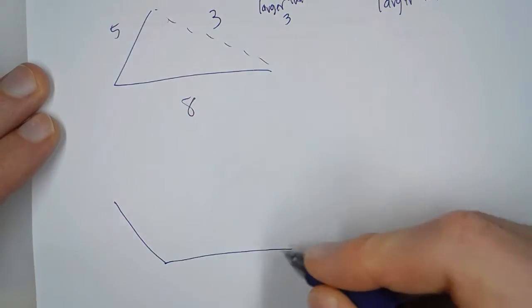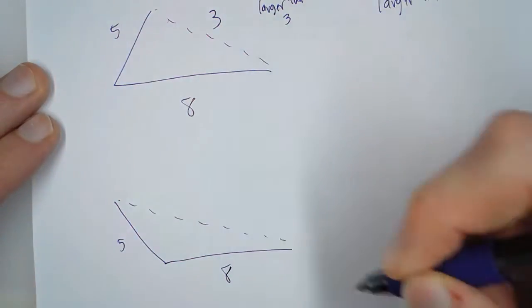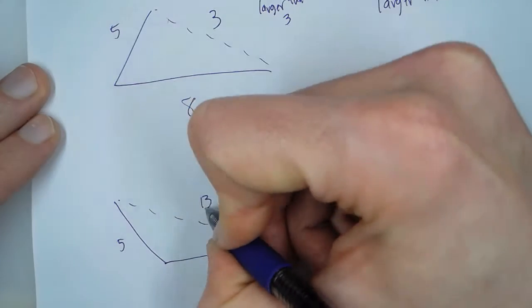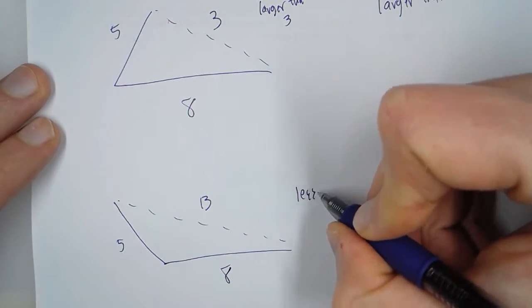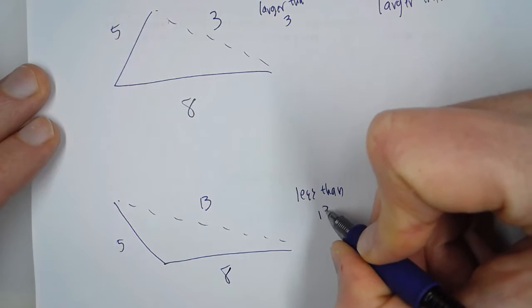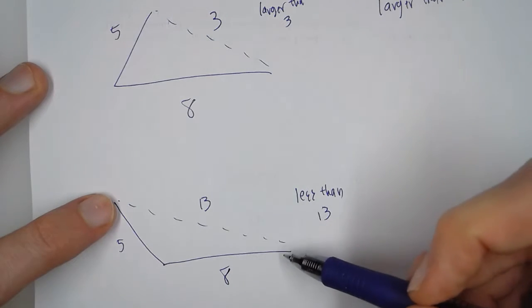Now what about the other way? What's the absolute largest this could be? We have 5, we have 8. The absolute biggest we could have here is 13. So this side, whatever it is, has to be less than 13, because if it were longer, it wouldn't connect.